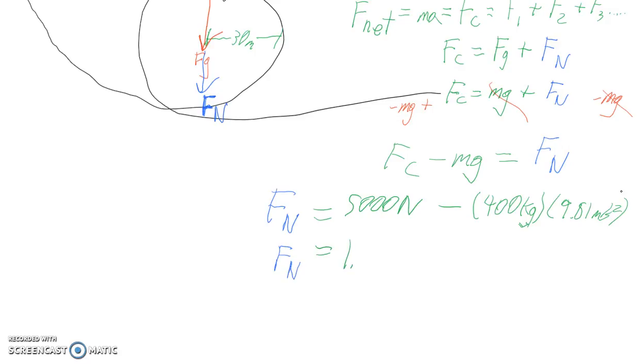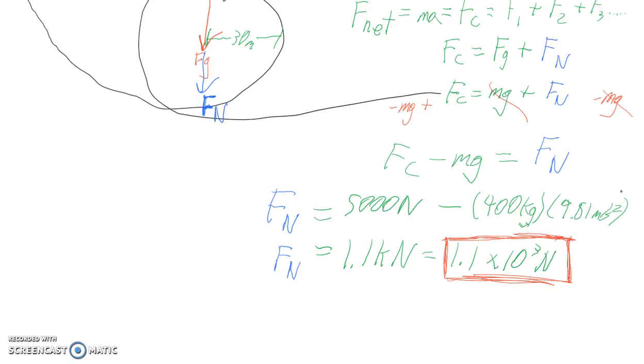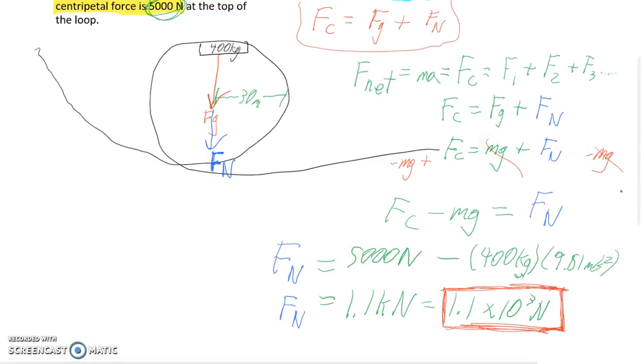equals, and this is what your textbook writes, but I don't like this answer as much, 1.1 kilonewtons. What I would write instead, what I like better, is 1.1 times 10 to the 3 newtons. I like this scientific notation better. It is easier to read, and it's just nicer. And you don't have to keep converting between kilo whatever or mega whatever or micro whatever. If you leave it in scientific notation, it's just the better form. So there's your answer for this question.